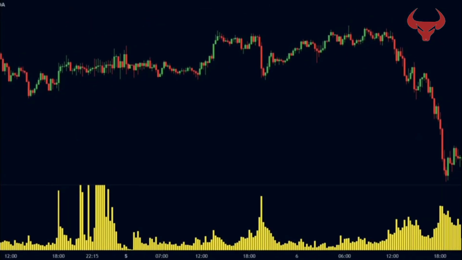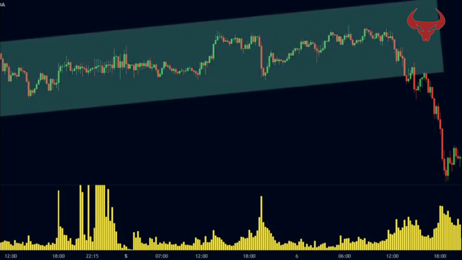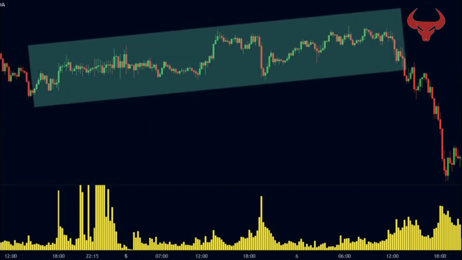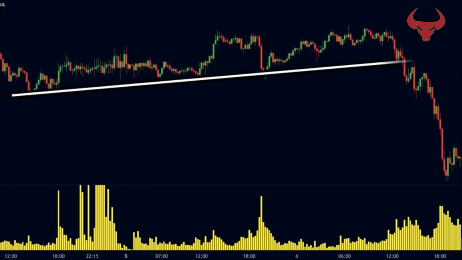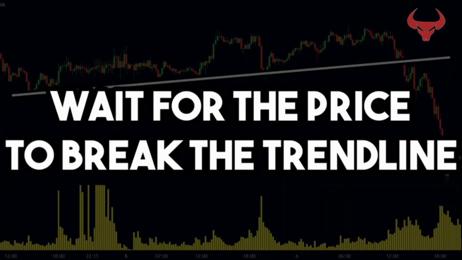Let us now look at a sell trade. Here we have the GBP/USD pair on a 15-minute chart. As we can see, the price has been making higher highs and higher lows. Rather than a trend, the price movement looks like a range that is slightly sloped upwards. But anyways, we create a trend line by connecting the lows. And now, we will wait for the price to break below the trend line.